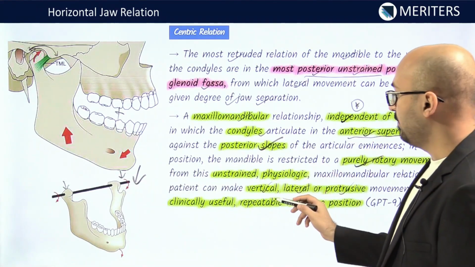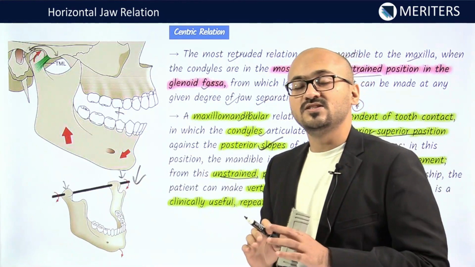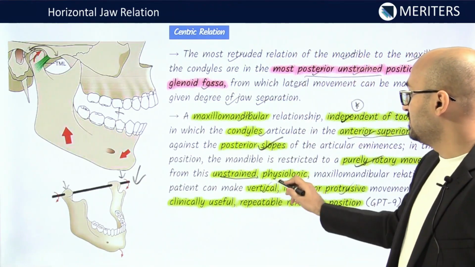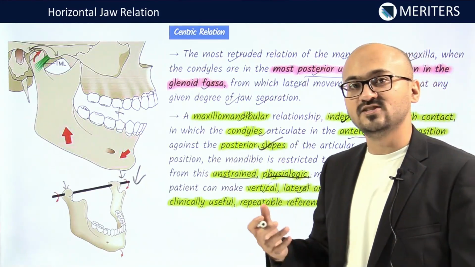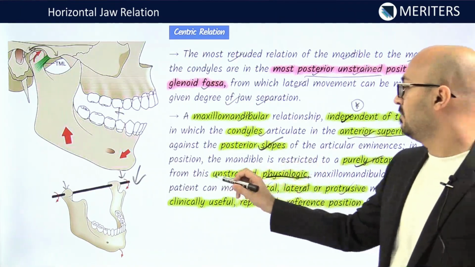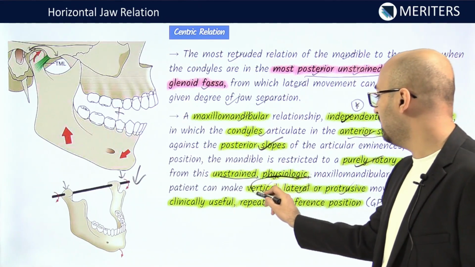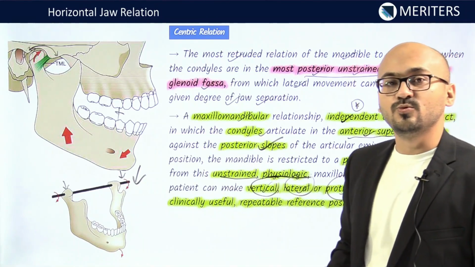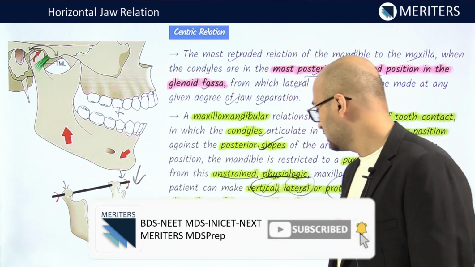So again, a few very important words. Unstrained, meaning the patient does not have to make an effort to come to this position. Physiologic, meaning it is functionally acceptable, a naturally occurring phenomenon. Maxillomandibular relationship, at which the patient can make vertical, lateral and protrusive movements. So these are excursive movements, eccentric. From this point the patient can do all the eccentric movements.